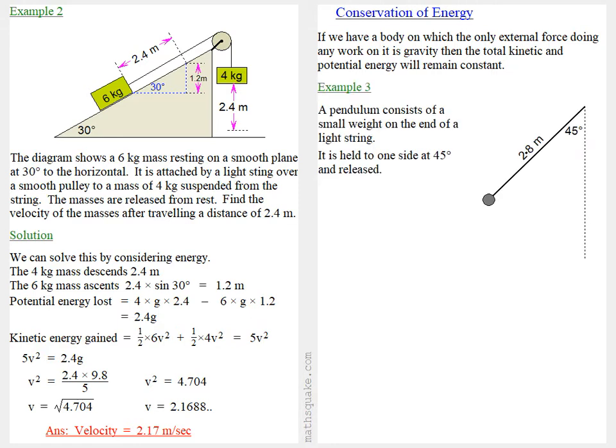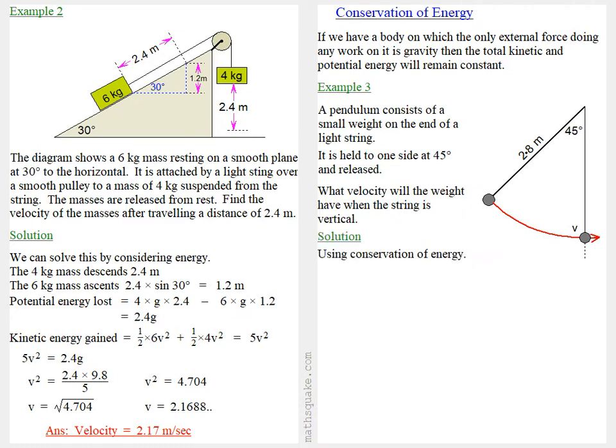Let's look at another example, example 3. A pendulum consists of a small weight on the end of a light string. It's held to one side at 45 degrees and released. What velocity will the weight have when the string is vertical? Well, to solve this we can use the conservation of energy.